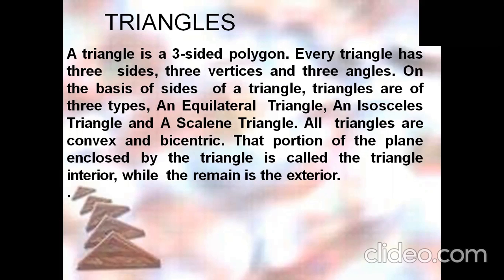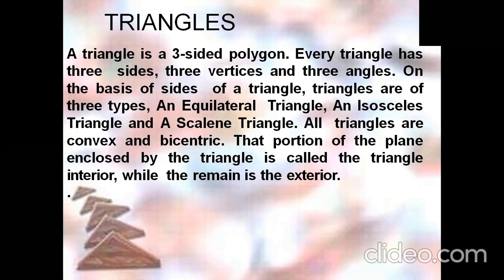Now the second term is vertices. The point of intersection of any two sides of a triangle is called a vertex. The vertices of the triangle are sometimes referred to in relation to its side. For example, A is the vertex opposite to the side BC, B is the vertex opposite to the side CA, and C is the vertex opposite to the side AB, if we are making any triangle and naming it as A, B and C.